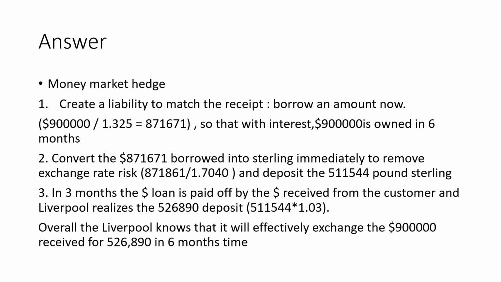And what we'll do is we will divide 8,71,671 by 1.7040 and deposit this 5,11,544 pound sterling. In 6 months, the dollar loan is paid off by the dollar received from the customer, and Liverpool realizes the deposit. If we see that when it will be multiplied by 1.03, then the deposit will equal 5,26,890. Overall, Liverpool knows that it will effectively exchange the $9 lakh received for 5,26,890 pounds.